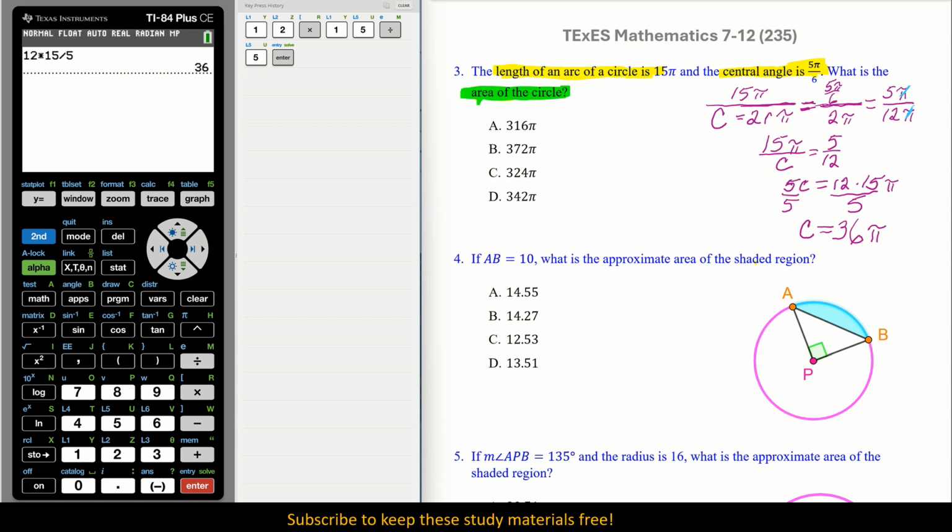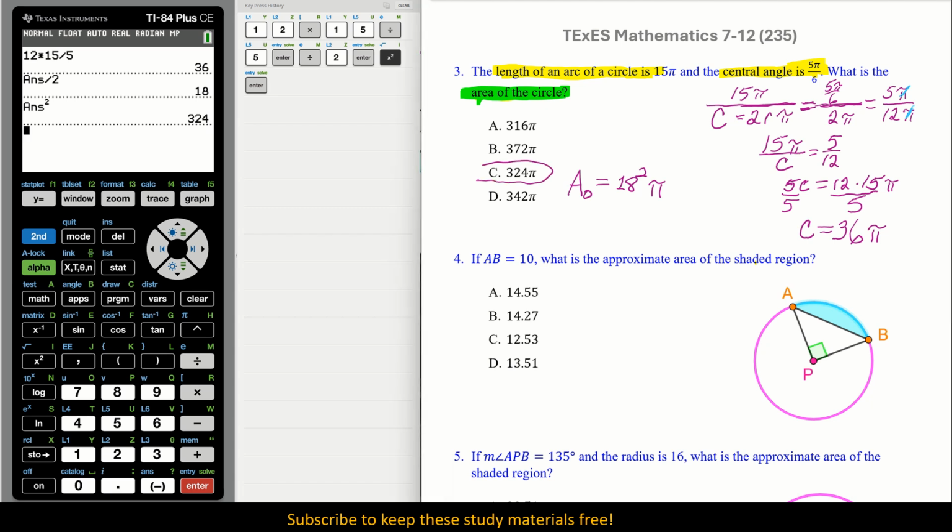So that's 2 times r times pi. So this 36, we need to divide that by 2, and we get a radius of 18. So the area of our entire circle is this. The area of the circle equals 18 squared pi. So take that 18, square that, and we get option C in terms of pi. Okay? All right. And kind of see how I did that.